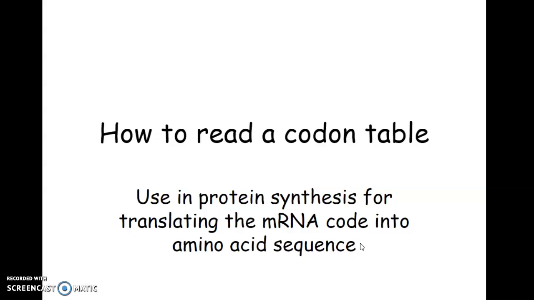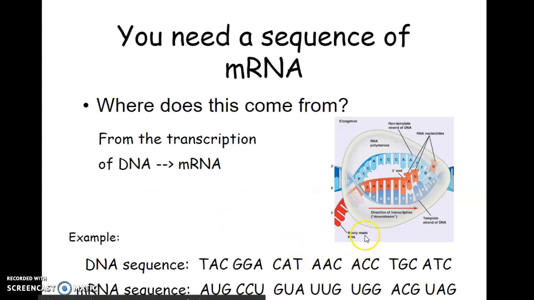So it says how to read the codon table. Using protein synthesis for translating the mRNA code into the amino acid sequence, and there's that translation again. That's the second step. It takes place at the ribosome. So you need a sequence of mRNA. Where does that come from? Remember, our mRNA came from transcription.